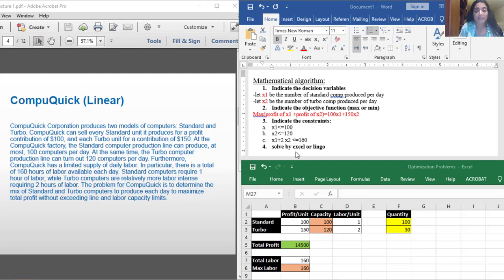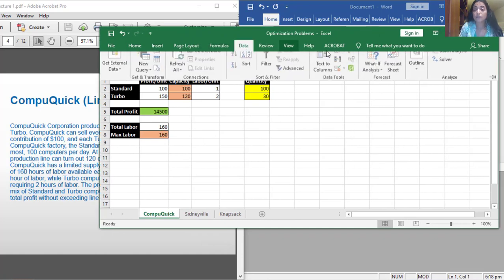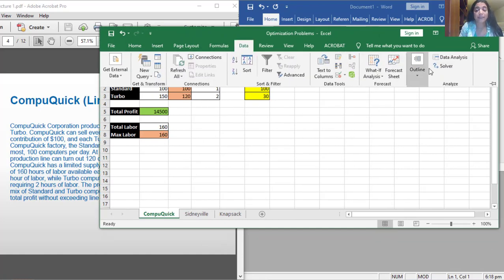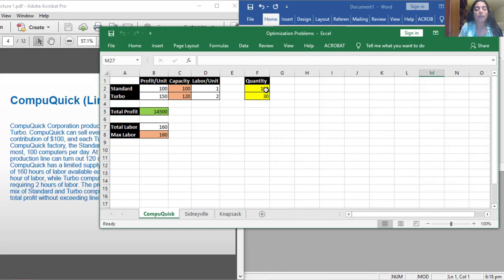The fourth step, or the last step, is to solve this mathematical algorithm using Excel or Lingo. We did solve this mathematical algorithm using Excel, and as you can see, after going to Data, Solver, indicating all the constraints here, and the objective function here to be maximized, as well as the quantities that are the decision variables. And then after clicking on solve, we found that the quantity of x1 should be 100 and the quantity of x2 should be 30, so that the total profit is $14,500.